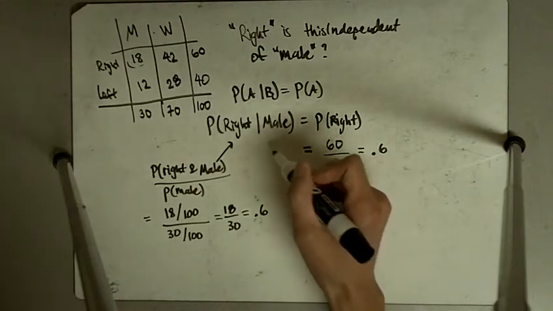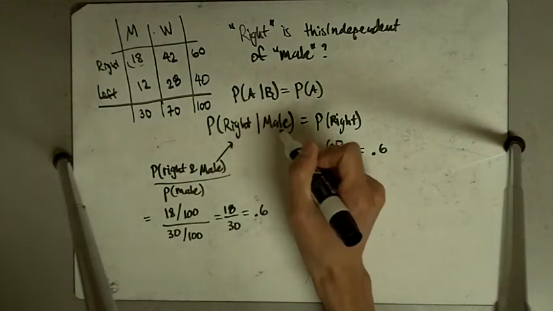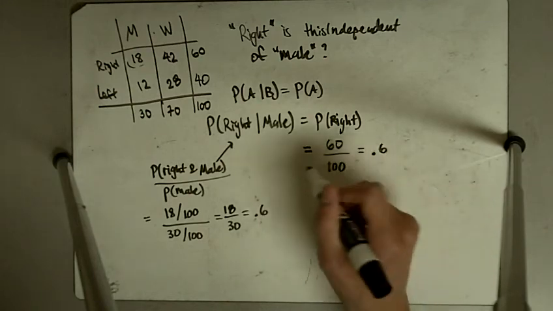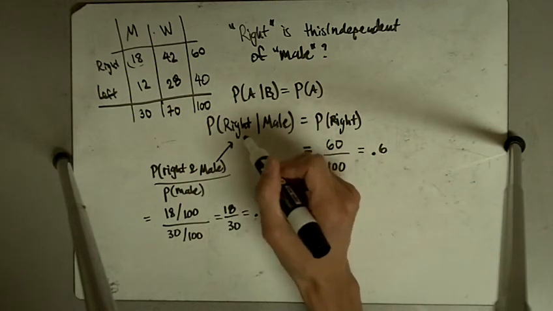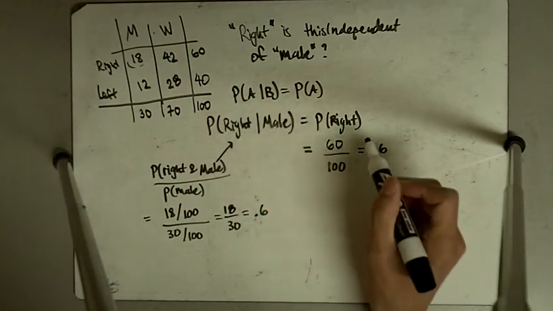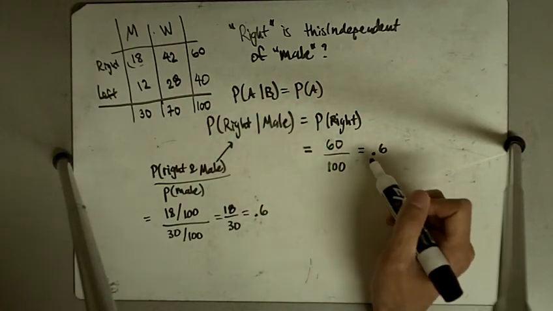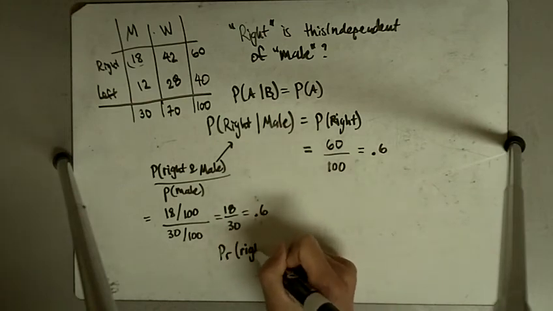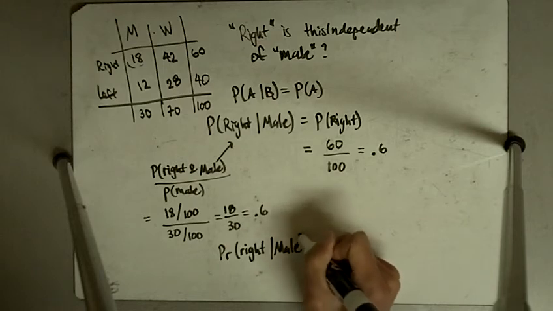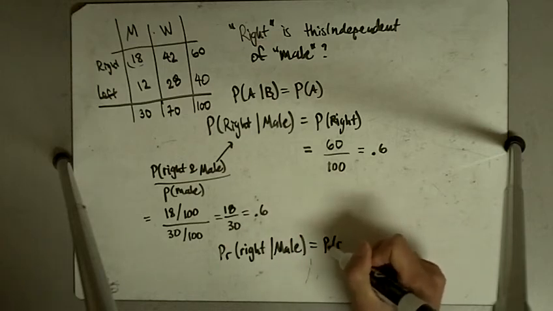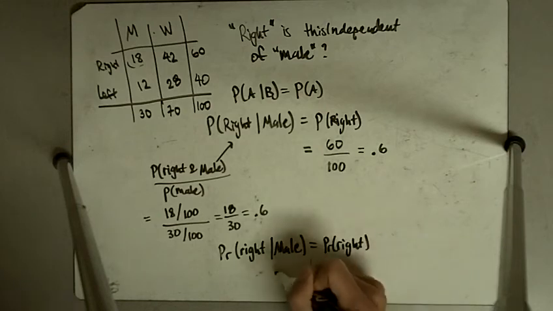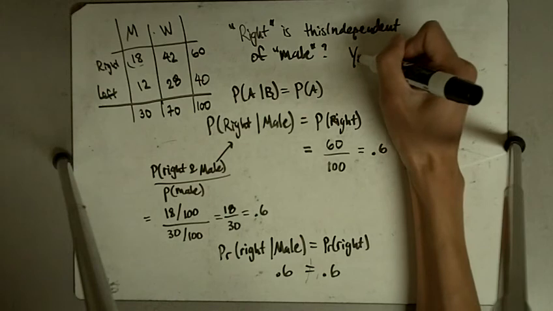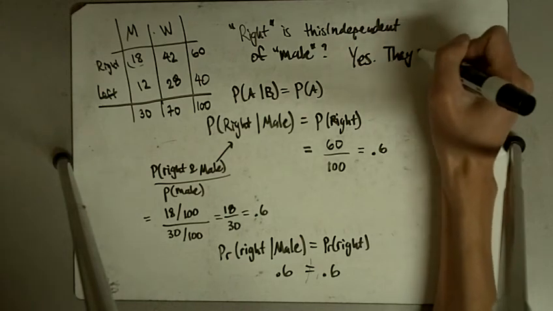So here we see that preferring your right hand on top and being male are independent. The probability of right hand given that you're male is 0.6. The probability of preferring your right hand is also 0.6. So the probability of right hand given male is indeed equal to the probability of preferring your right hand. We have 0.6 equals 0.6. So this means yes, they are independent.